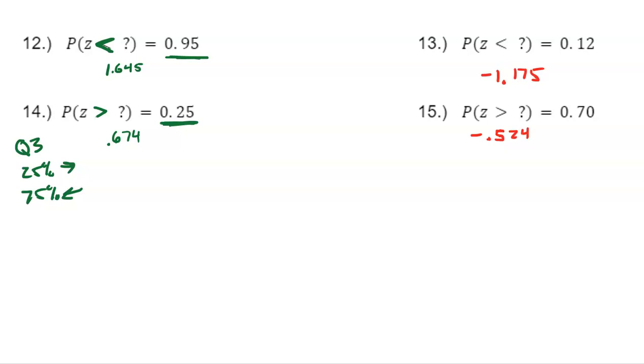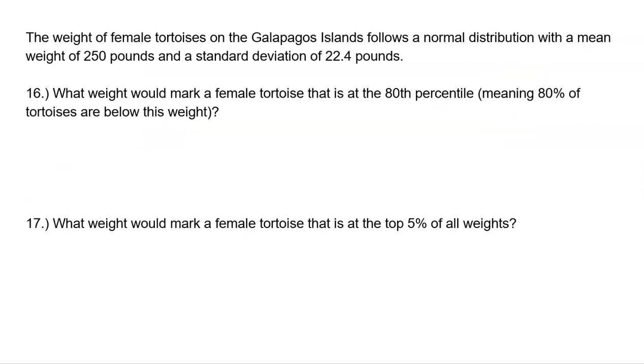Easy, I hope. All right, now let's look at an actual context problem here, a problem that actually has something in it, not just random z-scores. So the weight of female tortoises on a Galapagos Islands follows a normal distribution. Boy, oh boy, that is so important. You can't overlook how important that is, because if it didn't tell me it's normal, I can't do anything I'm about to do.